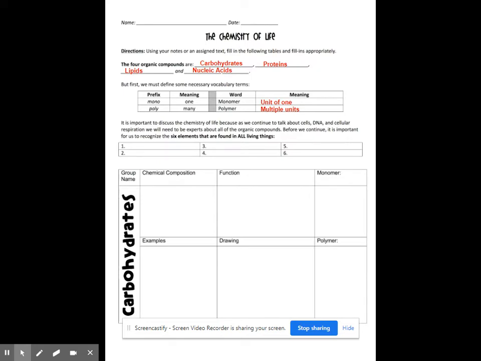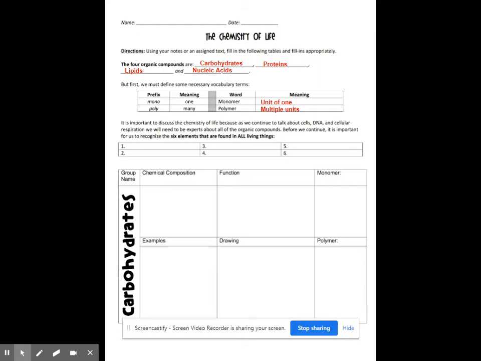All right, so it's important to discuss the chemistry of life, because as we continue to talk about cells, DNA, and cellular respiration, we need to be experts about all of these organic compounds. They're all going to come back into play again. So before we continue, it's important for us to recognize the 6 elements that are found in all living things. And this is where we get that moniker, CHNOPS, from the video that you may remember.